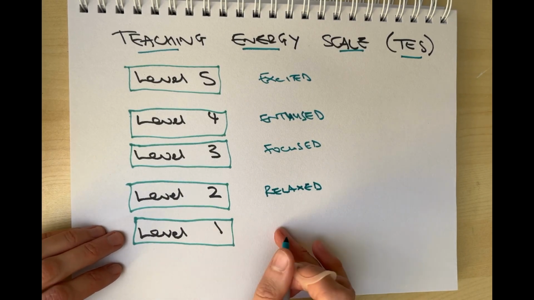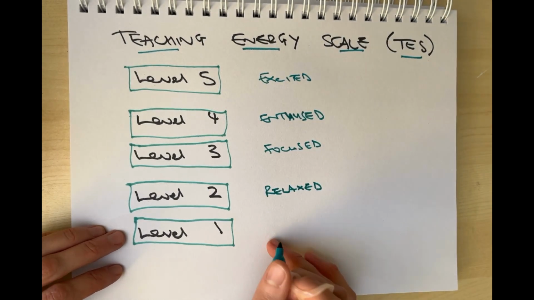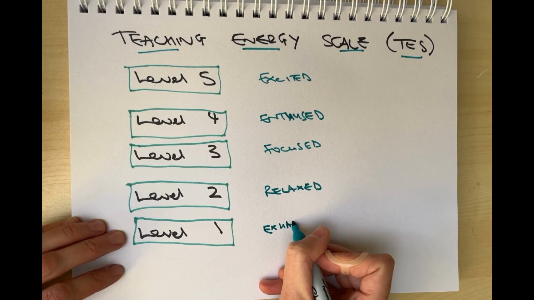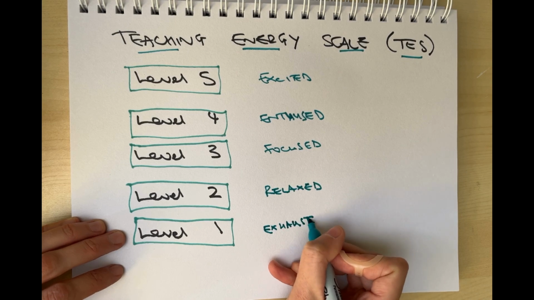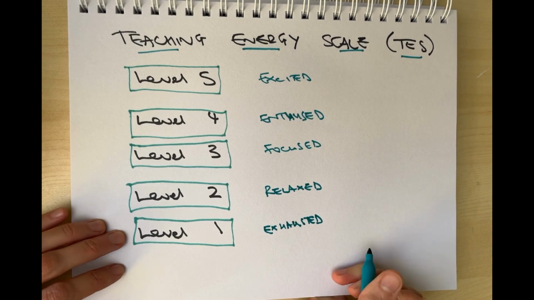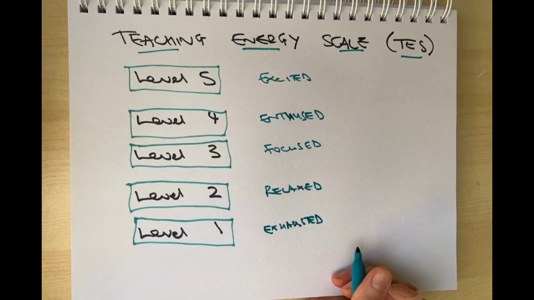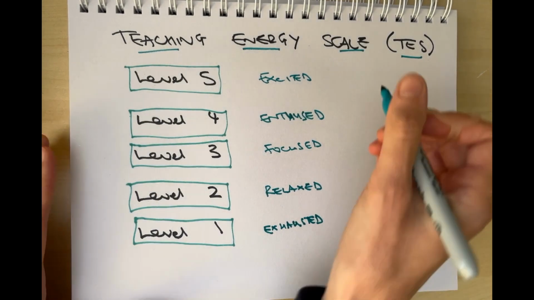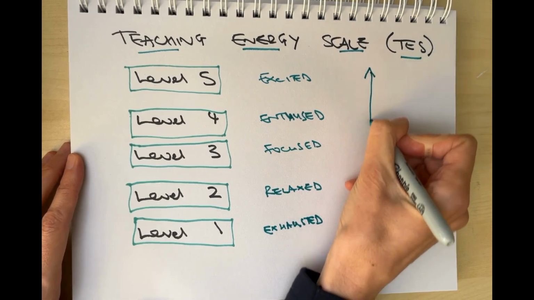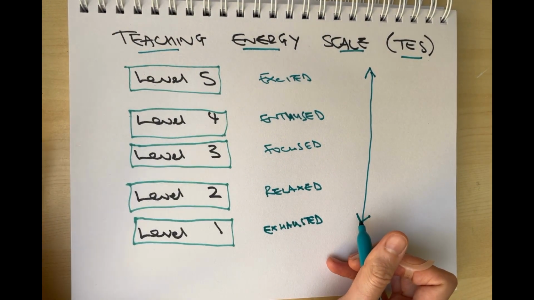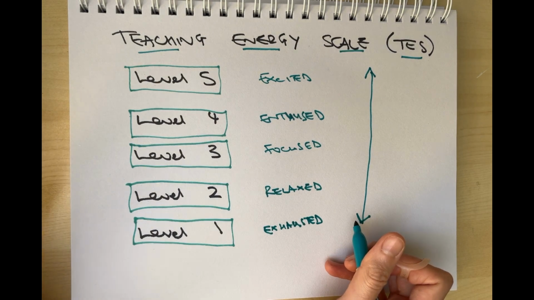Then at the very bottom, obviously the opposite to level 5, we're talking about being exhausted. Here you're feeling drained, you're feeling low on energy, and it can make it really challenging to connect with students. So understanding your position on this teaching energy scale is really important in helping you to adapt your teaching style to maintain that productive, engaging classroom experience.